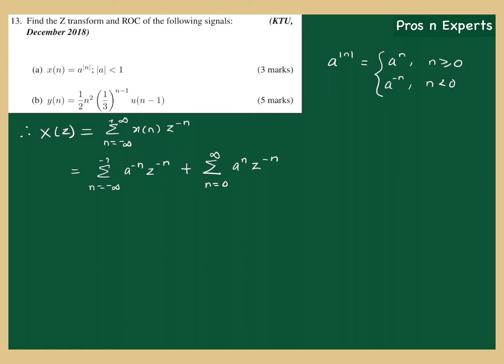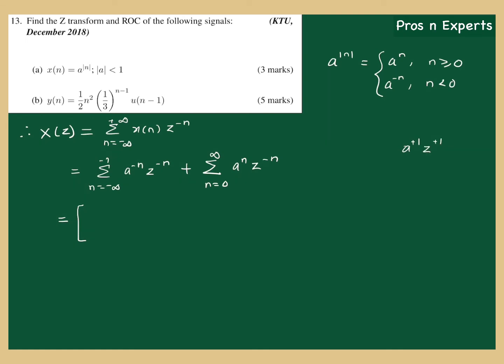Okay, right. Now what we need to do is just expand the two sigma terms separately. So here for the first value of n, it is n equal to minus 1, then minus 2, then minus 3, and it goes on to minus infinity. So I can write it as a raised to minus of minus 1, that's a raised to plus 1, into z raised to minus of minus 1, which is z raised to plus 1.